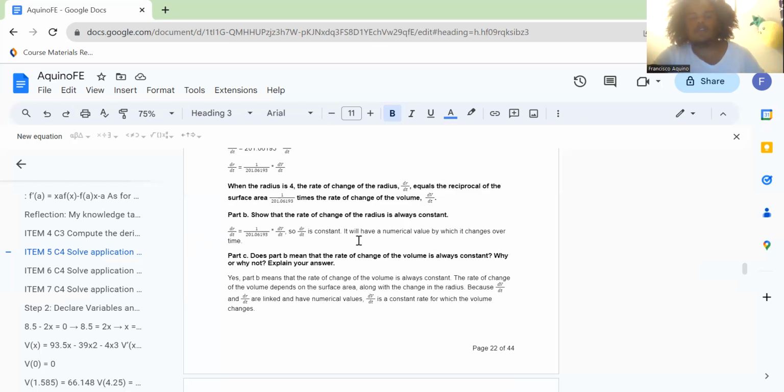And for part C, does part B mean that the rate of change of the volume is always constant? Why or why not? Explain your answer.